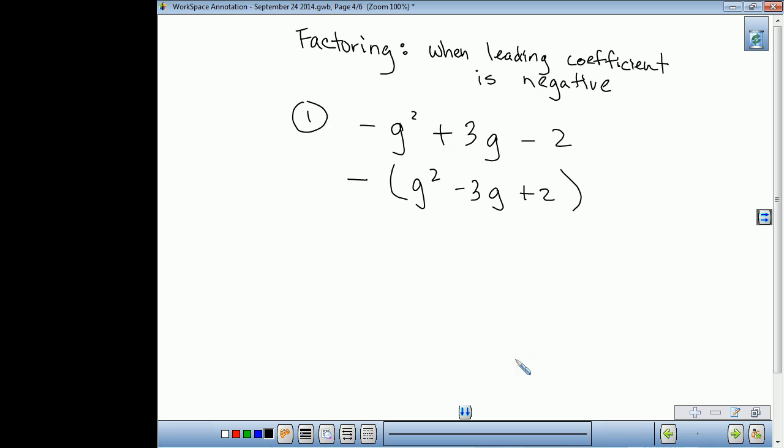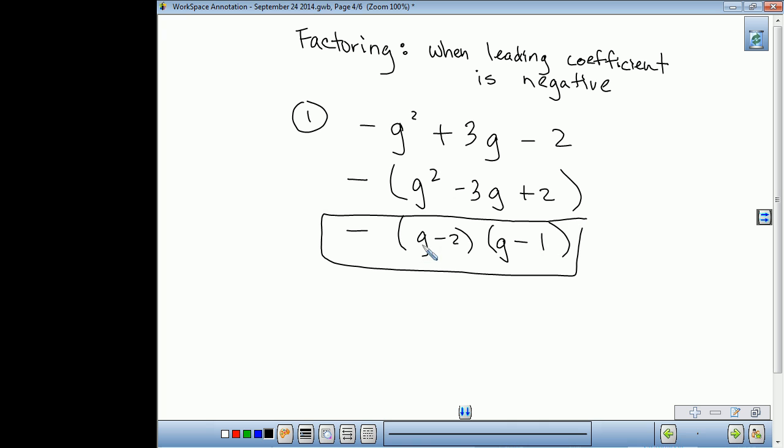Okay, guys. So today we're going to learn two methods. The first one is what to do when the leading coefficient is negative. We're just going to factor out that negative. Here you can see I went from this expression to this expression. Now, what do I multiply to get positive 2 that I add to get negative 3? Negative 2 and negative 1. So the completely factored form of that expression becomes the opposite of g minus 2 times g minus 1.